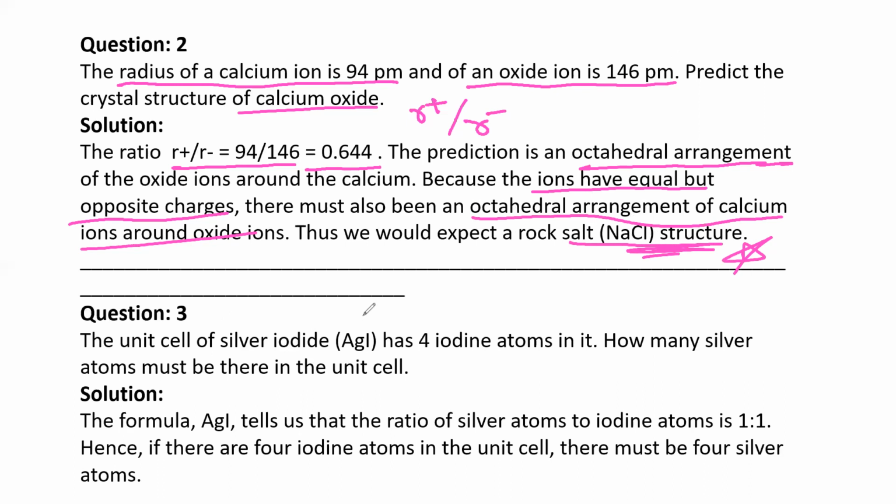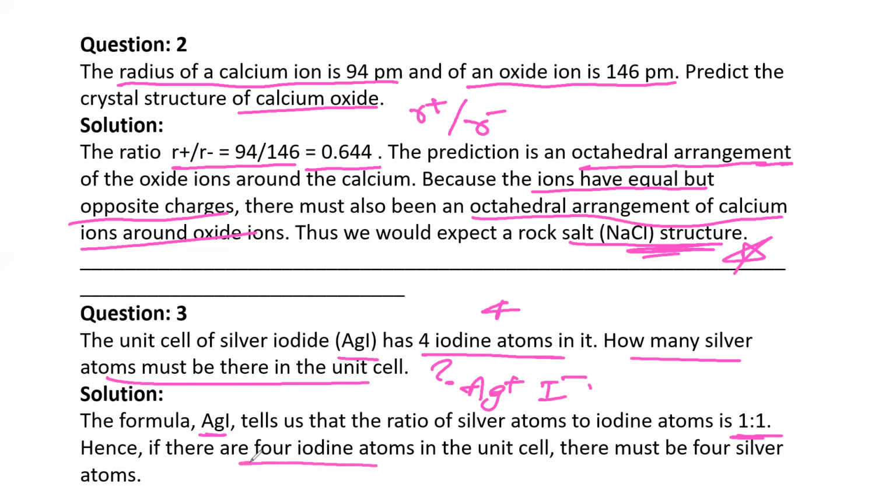Next question. The unit cell of silver iodide has 4 iodine atoms in it. It has how many iodine atoms? 4 iodine atoms. And how many silver atoms must be there in the unit cell? This is also a very interesting question. The formula of silver iodide tells us that the ratio of silver atoms to iodine atoms is 1:1. Hence, if there are 4 iodine atoms, automatically there are 4 silver atoms.